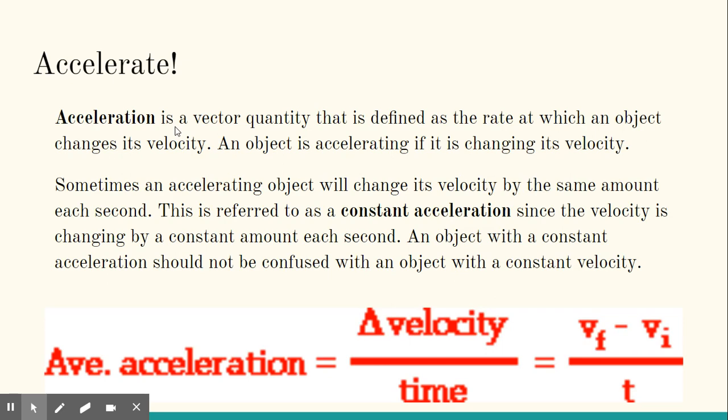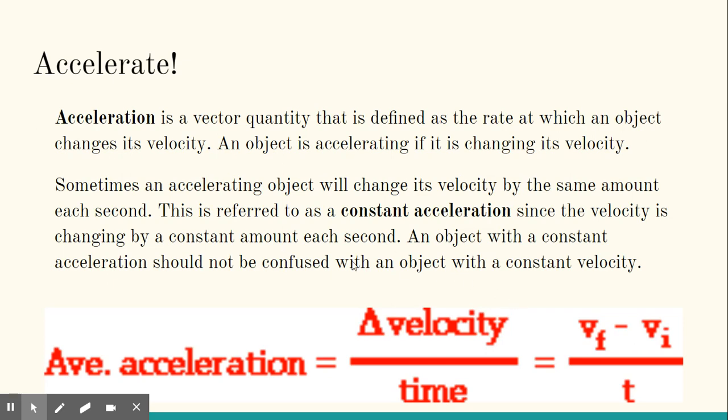An object with a constant acceleration should not be confused with an object with a constant velocity, though. A constant velocity means you set that cruise control and you're going 60 miles an hour. Whereas a constant acceleration would be you're hitting the pedal the same amount and you're increasing the same amount every second. Maybe it's 60 and then 62 and then 64 and then 66 miles per hour. That would be an increase of 2 every time, meaning it would be a constant acceleration.